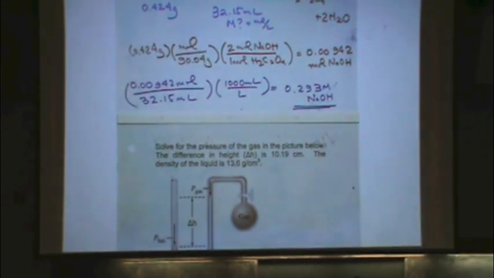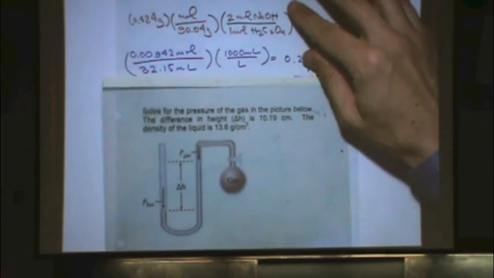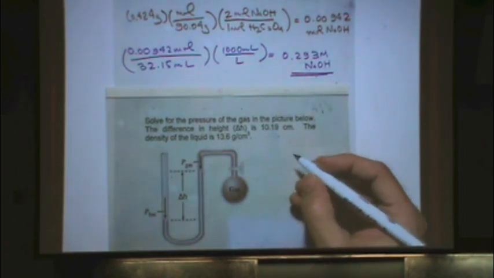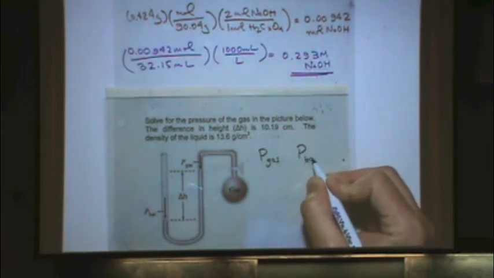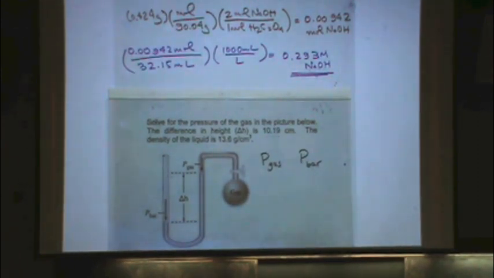Right here, we have a manometer, and here we want to find the pressure of the gas in the diagram. Okay, I gave you a height difference and a couple pieces of information to help us solve this. Let's try it. Okay, in this example, first of all, if I wrote P gas and P bar, pressure of the gas, pressure of the atmosphere, which one's larger numerically?